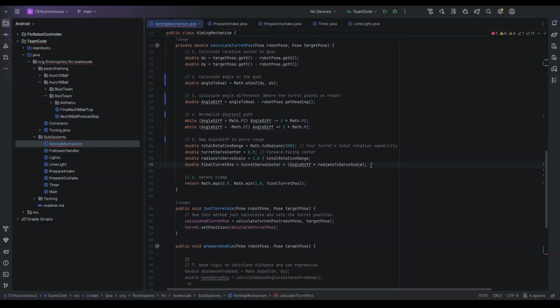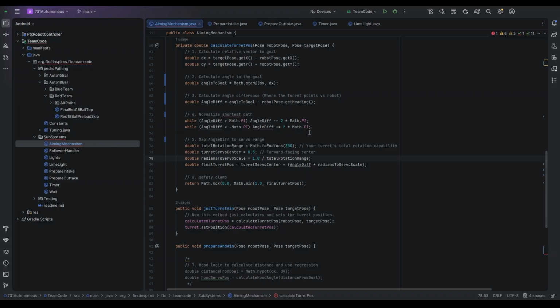And so once we get that angle, we can convert it into a servo range, which is strictly bound at 0 to 1. And once we have the total rotation range, it highly depends on the servo you're using. For our robot, it is about 300 degrees, and of course we convert to radians because code loves radians. And of course we need to enter some values here, which is the center is 0.5, and then the servo scale, which is just 1 divided by the total rotation range, which is, by the way, in radians.